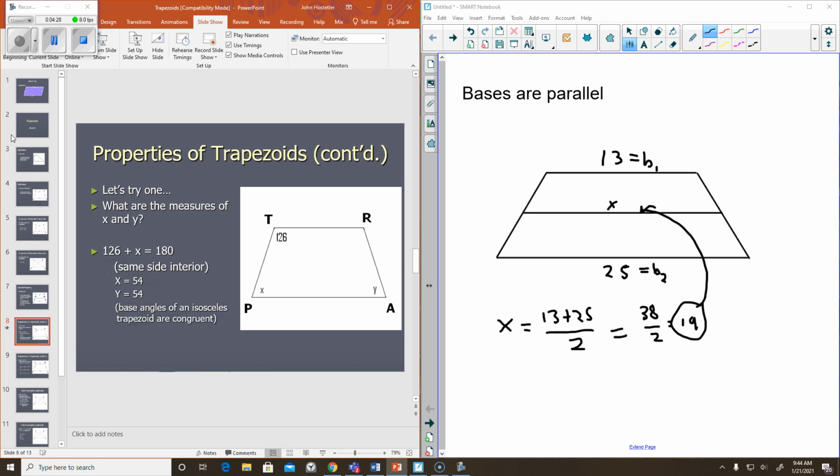Those are some properties of regular trapezoids, and that's basically all you need to know. Make sure that you know the formula. So the big thing is that isosceles trapezoids have equal diagonals, they have equal base angles, and every trapezoid has this midsegment formula.